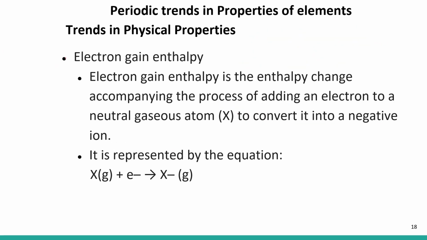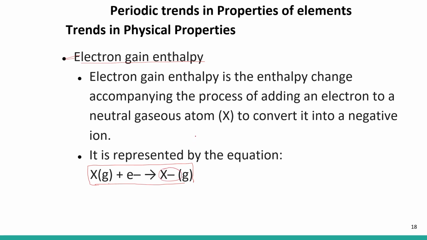Now the next physical property which we will see is the electron gain enthalpy. Initially we were removing electrons, now we will add an electron. So what we are doing is adding an electron to a gaseous atom. Here also it is a neutral, isolated gaseous atom, and we are adding one electron to get a negatively charged species which is X minus.